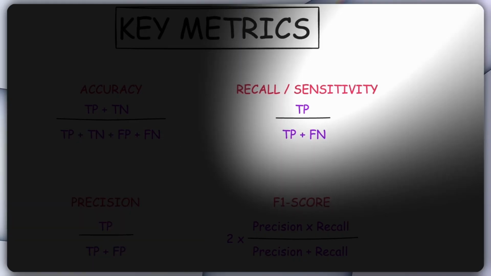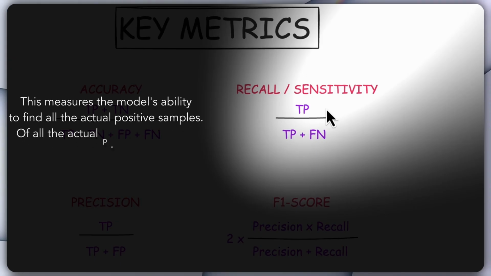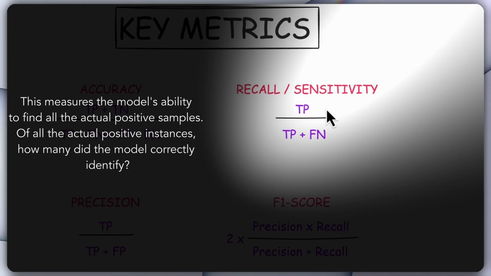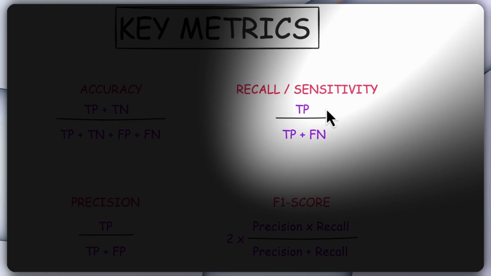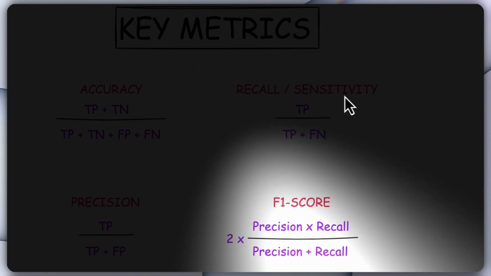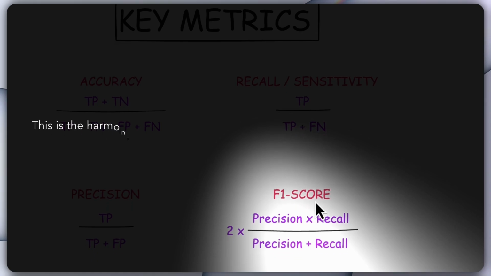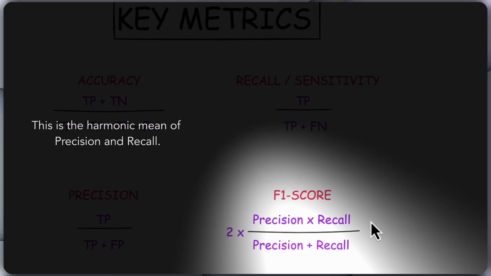Similarly, it's the recall. Recall is the model's ability to find all the actual positive samples. Of all the actual positive instances, how many did the model correctly identify? That's what is called the recall. And the last one is the F1 score. F1 score is nothing but, as you can see on the screen, basically a harmonic mean of precision and recall. And this is the formula of the F1 score.